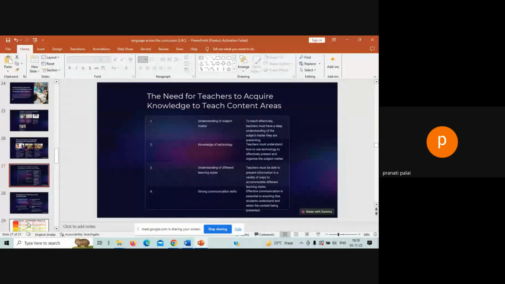Understanding of different learning styles. The teacher must be able to present information in a variety of ways to accommodate different learning styles. There are different learners in our classroom. Some are visual learners, some are auditory learners. So the teacher must prepare himself or herself according to the learning style of the learner. Next, the teacher must develop strong communication skills. Effective communication is essential to ensuring that students understand and retain the content being presented.